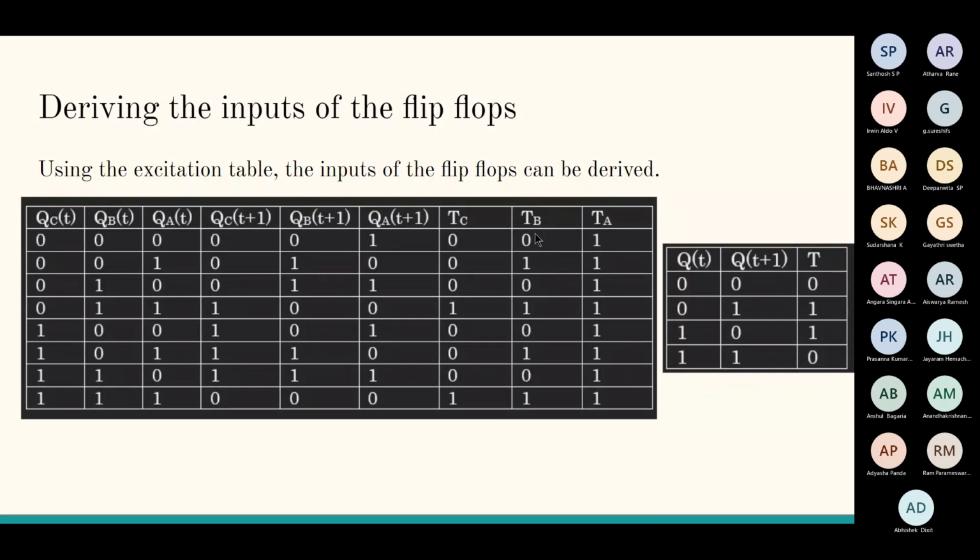In a similar way, we can derive this column for C. By considering QB at T, the second column, and the fifth column, QB at T plus 1, the present and next states of the B flip-flop, we can derive TB. And we can derive TA by considering the present state of the A flip-flop and the next state of A. Now, if we use this table and derive this, we can get these expressions.